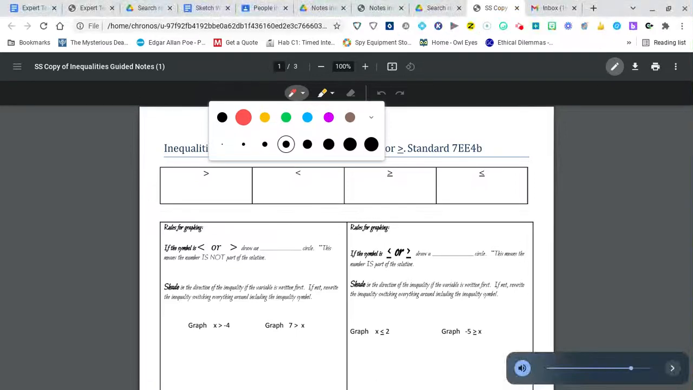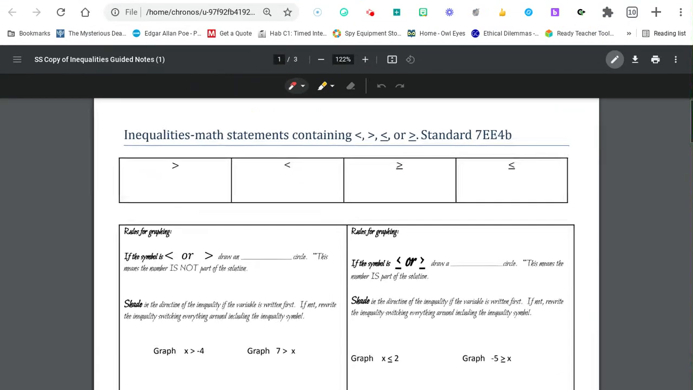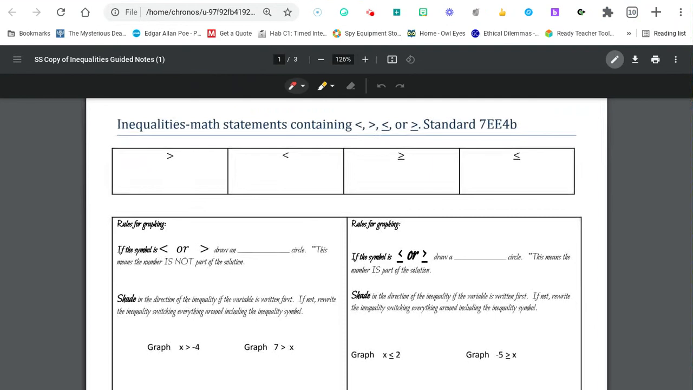All right, I'm going to start by reviewing some things that we learned last year in seventh grade concerning inequalities. And it's not much. And then I'll go into eighth grade inequalities, okay? All right, so the first thing I want to go over is what an inequality is.